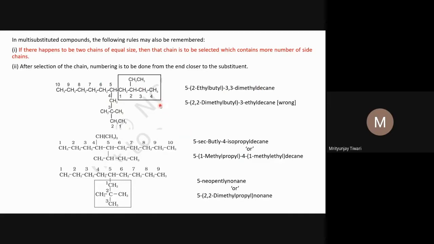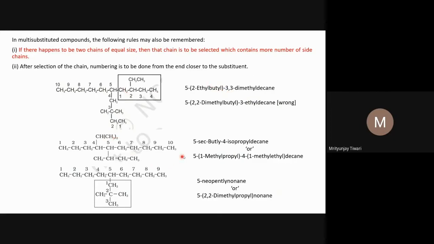And if you consider this as a part of the chain and write the name with the branch at the fifth position, 2,2-dimethyl butyl, and 3-ethyl decane, then this will be the wrong one. Although in both directions the number of carbon atoms is the same, the case where the number of branches is more will be considered as the parent chain or main chain. So this name is the wrong one. This is the actual IUPAC name of this compound.